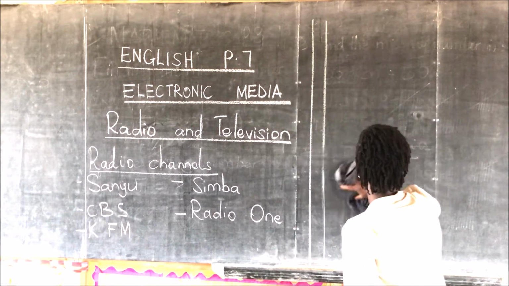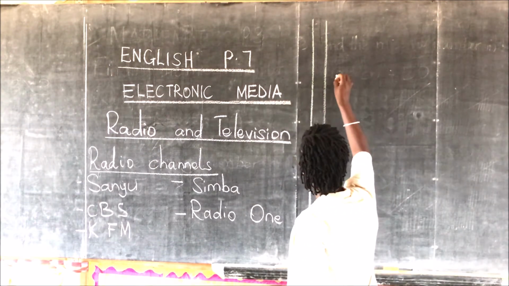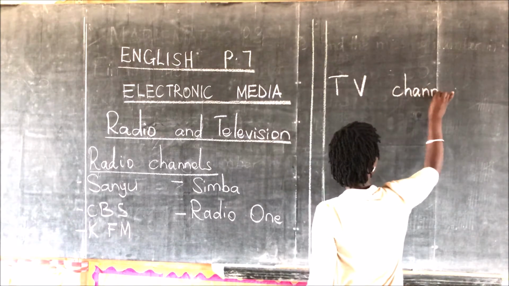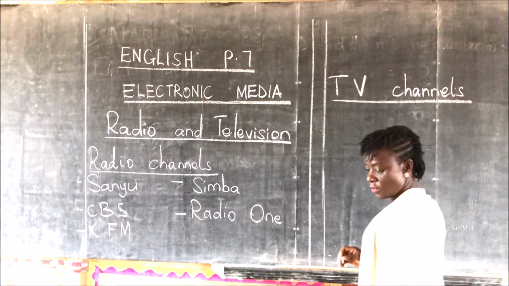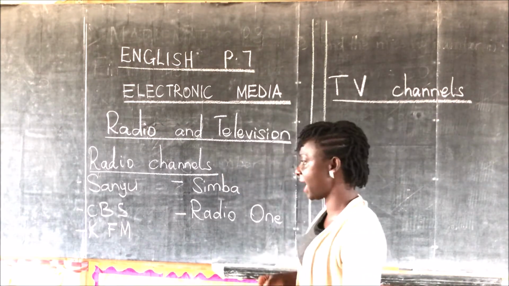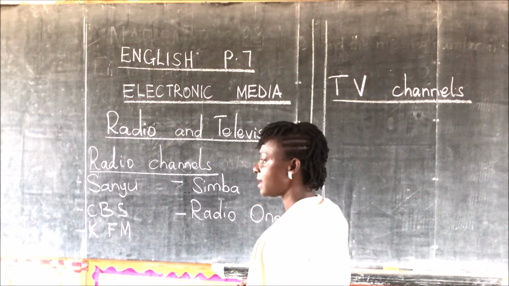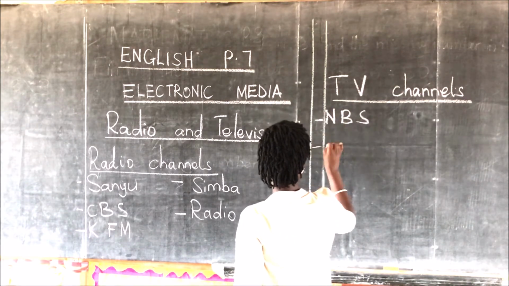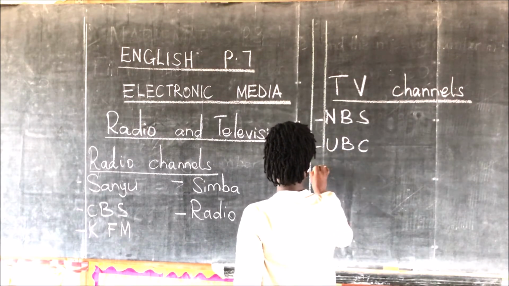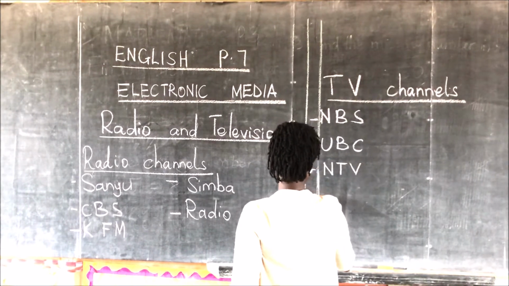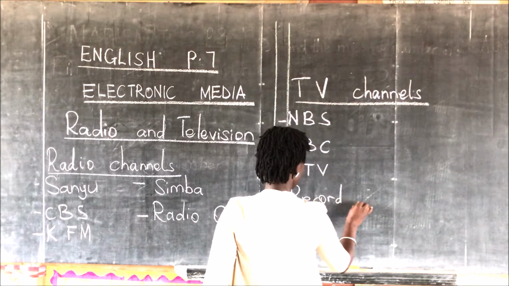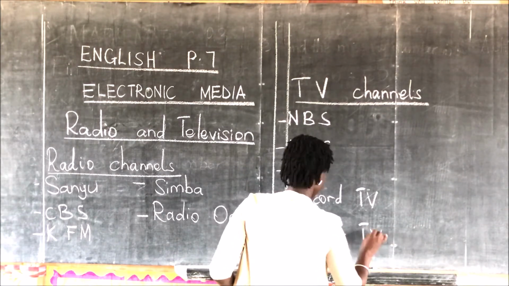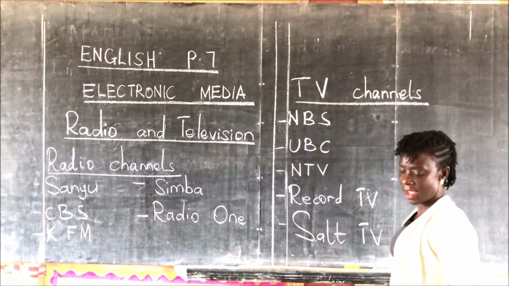What about television? When we talk about television, which television channels do you know? Which television stations do you know? I know you watch a number of them. Some of them are national and others may be international. But the national ones, the ones we have in Uganda here, some of them are NBS, we have UBC, we have NTV, we have Record TV, we have Salt TV. There are many, we may not mention all of them here, plus the ones you know.